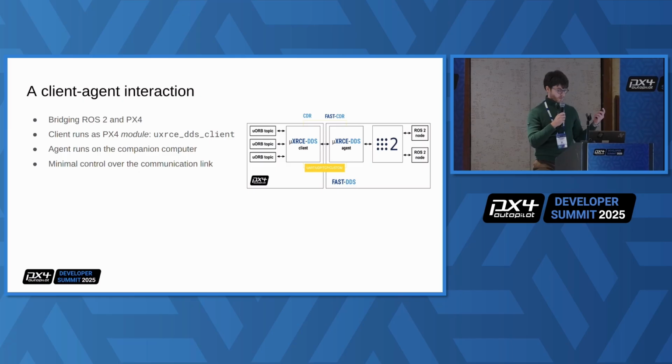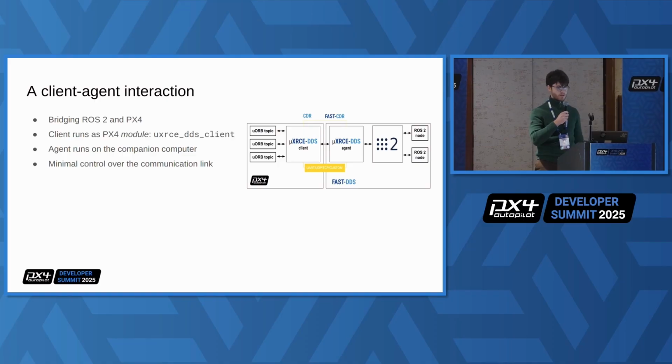The client runs as a PX4 module, the uXRCE-DDS client, while the agent has to run in your companion computer, which can be a Raspberry Pi, NVIDIA Jetson, or the PC where your SITL is running. As long as they are connected by serial or UDP, you're good to go. And then I will talk a bit more about how little control you have over these communications, which makes you responsible for not breaking things.